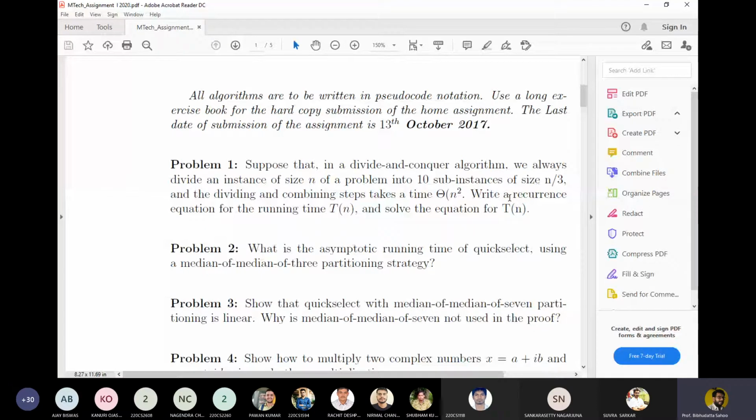So you see here the small problem. What is the problem? We are going to write down the recurrence relation, that is T(n) will be equal to, we have 10 instances of size n by 3. So it will be 10 T(n/3), plus the combining time, plus theta of n square. So how to solve it?